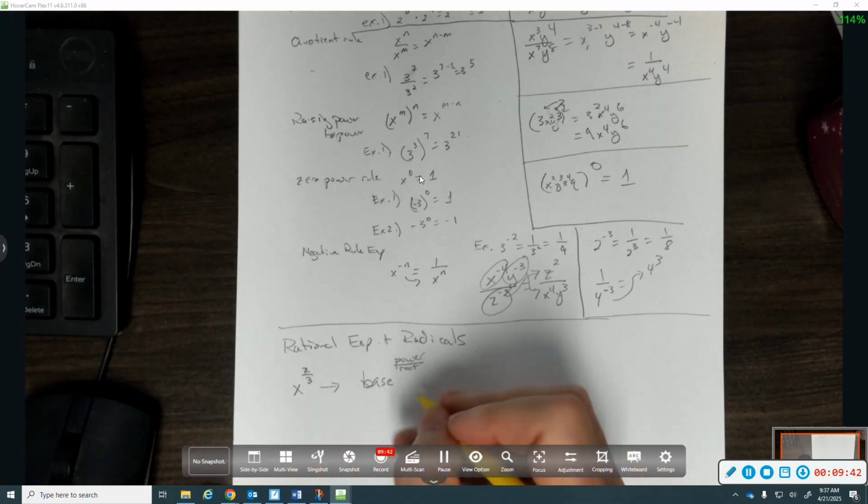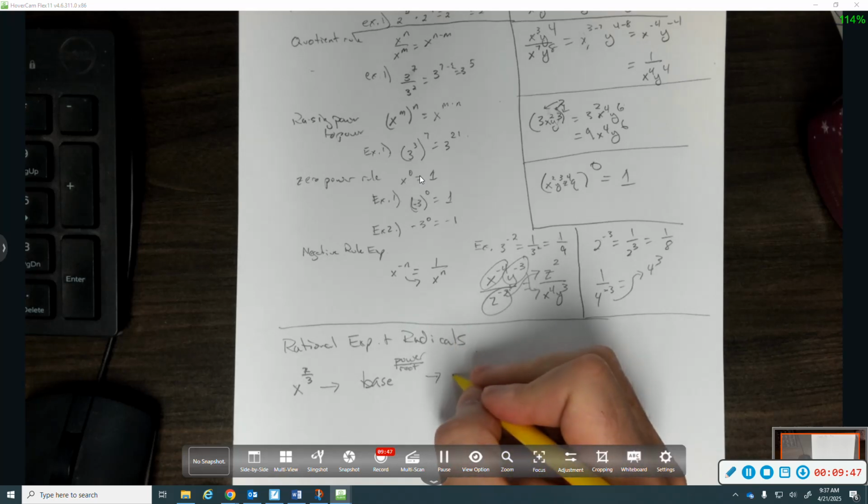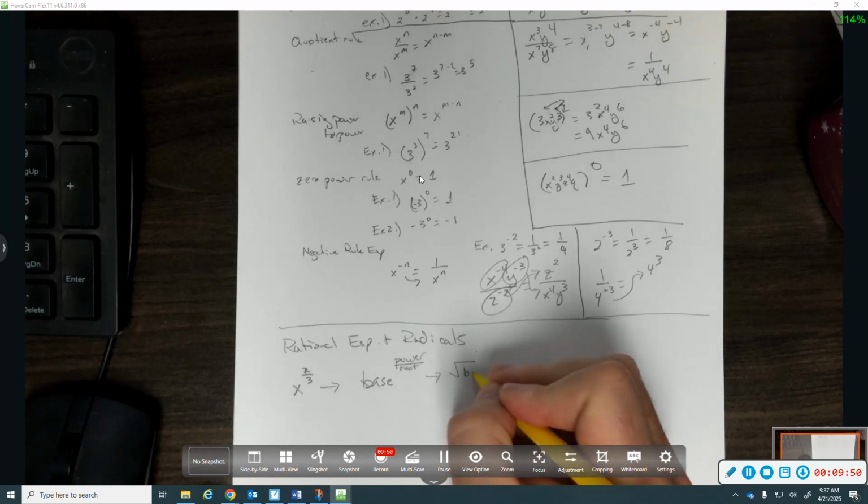So if I want to put it into radical form, I just take the base, and the base goes here.